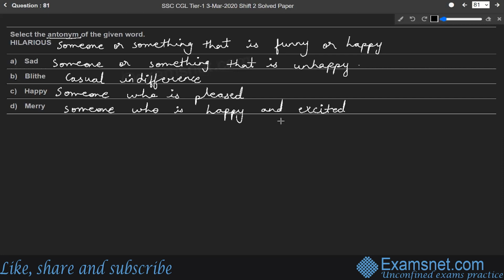So for this question, we have to find the word that means opposite to the word hilarious. Hilarious means something that is funny or happy. So its opposite will be something that is not funny or something that is unhappy. So it is very clear that the correct option will be sad, that is option number A. It means opposite to the given word hilarious. So the antonym of hilarious is sad. Therefore, the correct option for this question is option A. I hope you are clear with it.